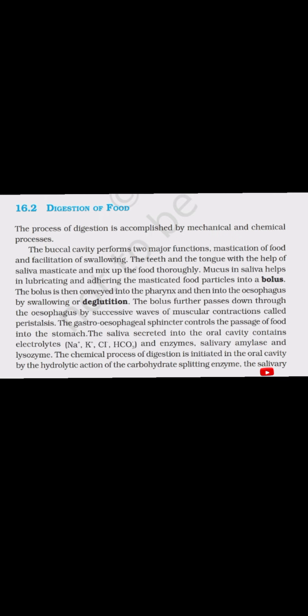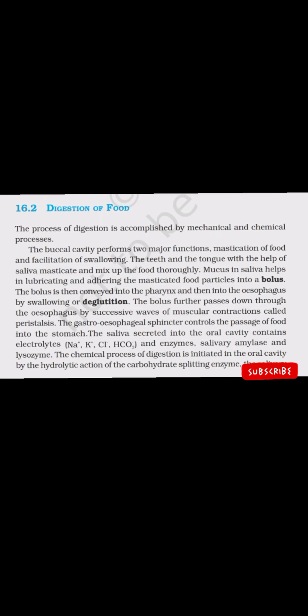Digestion of food. The process of digestion is accomplished by mechanical and chemical processes. The buccal cavity performs two major functions: mastication of food and facilitation of swallowing. The teeth and the tongue, with the help of saliva, masticate and mix up the food thoroughly. Mucus in saliva helps in lubricating and adhering the masticated food particles into a bolus.